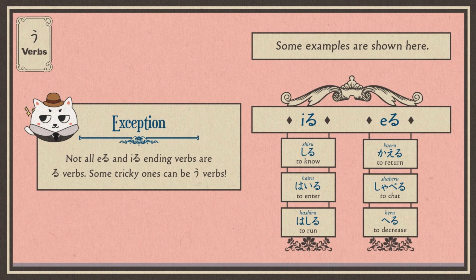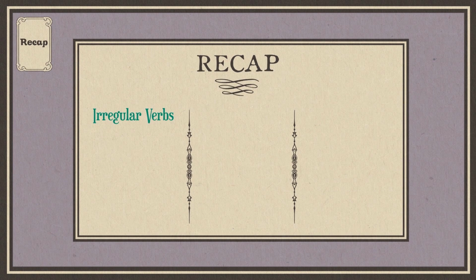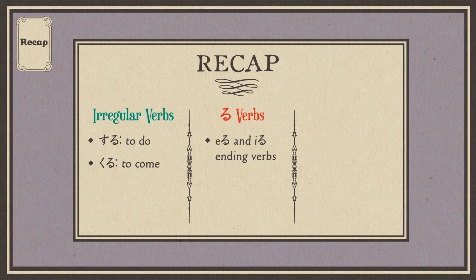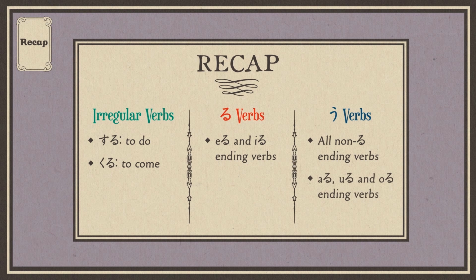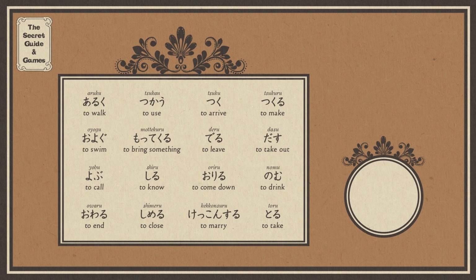Let's have a quick recap. Irregular verbs are する and 来る. Ru verbs are える ending and いる ending verbs. U verbs are all non-ru ending verbs, ある, うる or おる ending verbs, and a few exceptions. Are you ready to take on a challenge? Try to identify all the verbs on screen before the time runs out. Here we go!